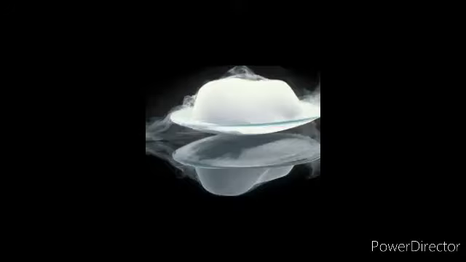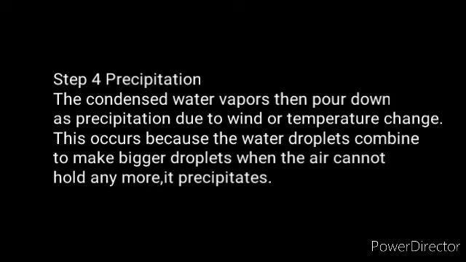Step 4. Precipitation. The clouds condense water vapors, then pour down as precipitation due to wind or temperature change. This occurs because the water droplets combine to make bigger droplets. When the air cannot hold anymore, it precipitates.